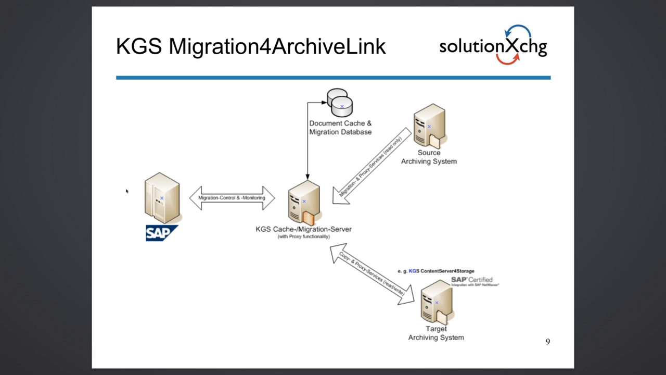So nothing changes from an end user perspective. It's just a slight configuration change in SAP. Instead of going directly to the source system, we change the customizing in SAP to go to the KGS migration server, and then the KGS migration server serves as a proxy, as an in-between, and has the capability to load the documents from the source archive. And I think you know where I'm going with that.